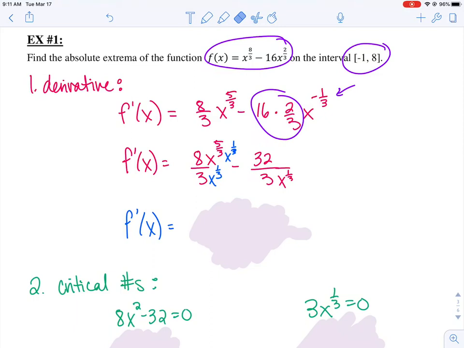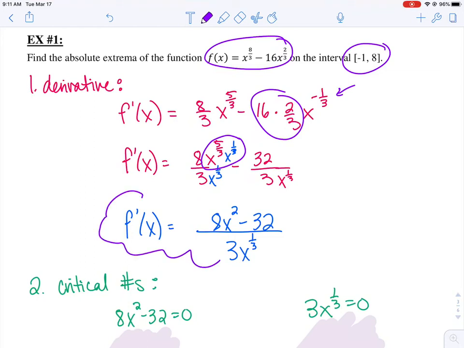Now that I have common denominators, you should be able to combine the numerators and then combine the denominators. So on the top, you should have an 8x squared minus 32. The x squared came from these two terms. When you multiply, remember you add the exponents, so 5/3 plus 1/3 is 6/3. That's an x squared, right? My common denominator is still that 3x to the 1/3. So this is my derivative.